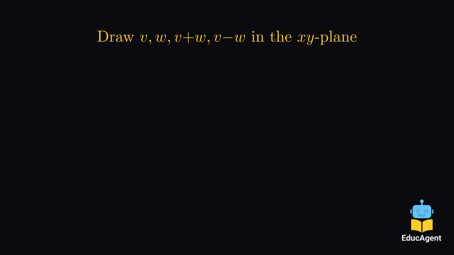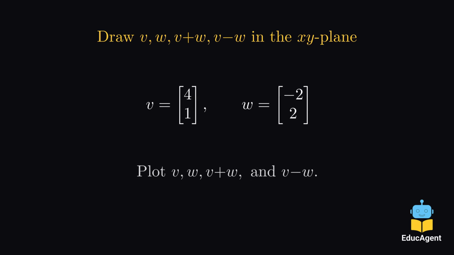Here's the problem we'll solve today. Here are our two column vectors, v and w, given in component form. We will compute the sum and difference, then draw them all from the origin, and also show head to tail and the parallelogram rule. Pause and think. Can you predict where v plus w will land? If not, you'll enjoy the moment when it clicks in the next beats.